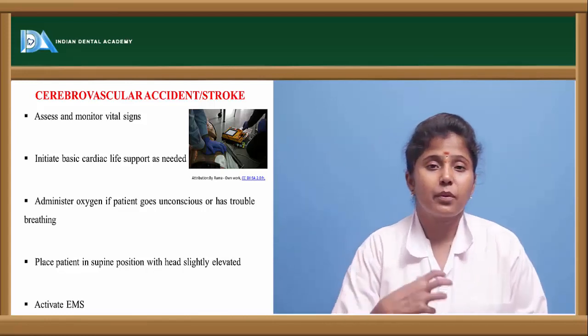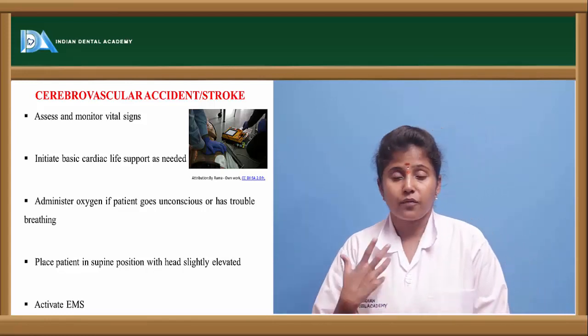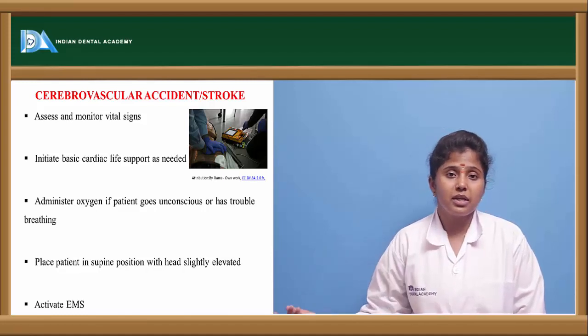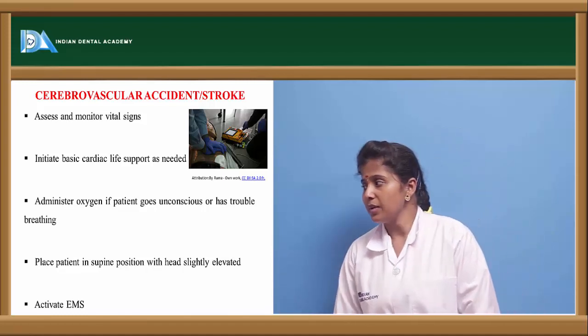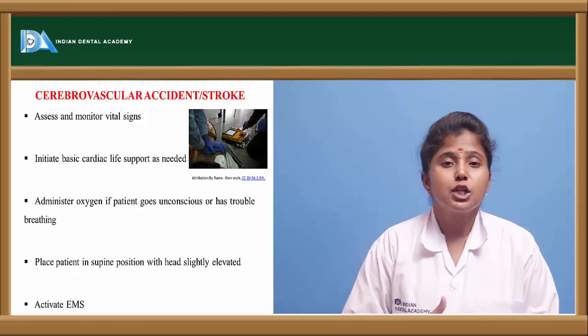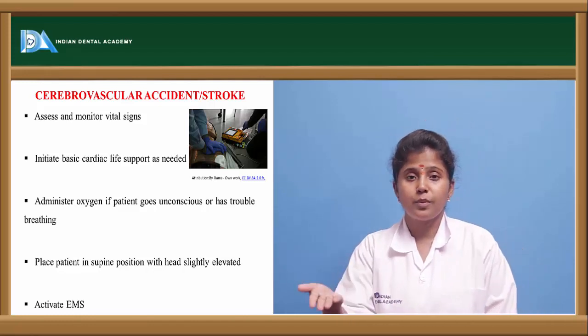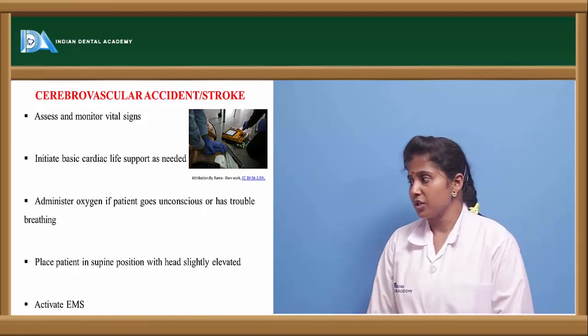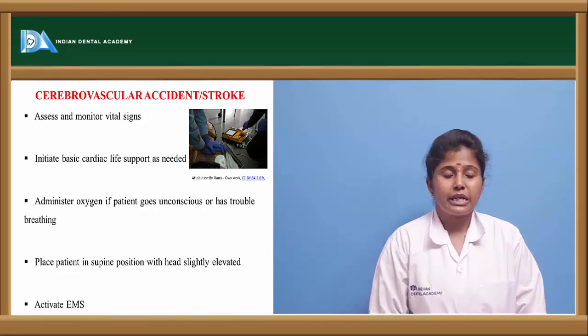Administer oxygen if the person becomes unconscious. If a person is unconscious because of difficulty in breathing, then immediately the person should be given oxygen supplement and placed in supine position. The person should be placed either in the resting position or in the reversed position. And thereby we need to activate the EMS.